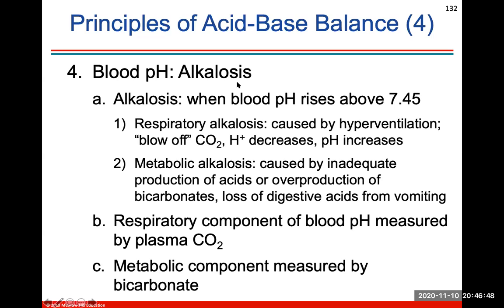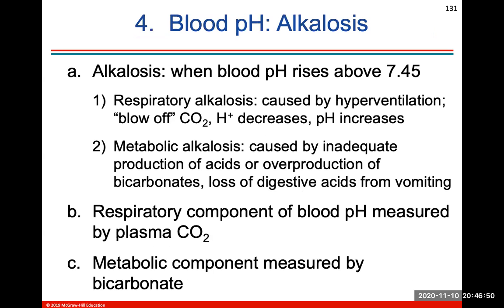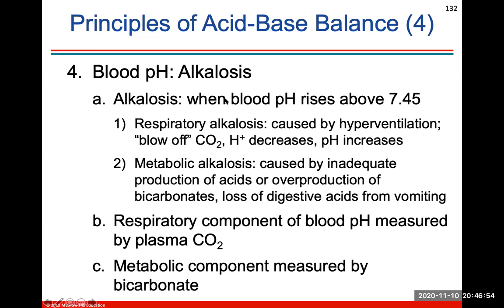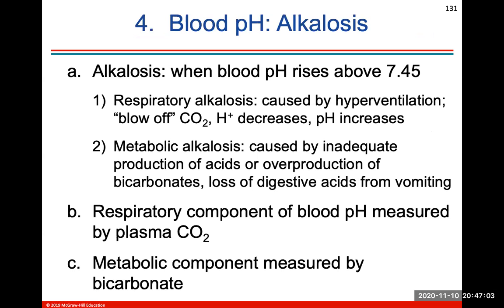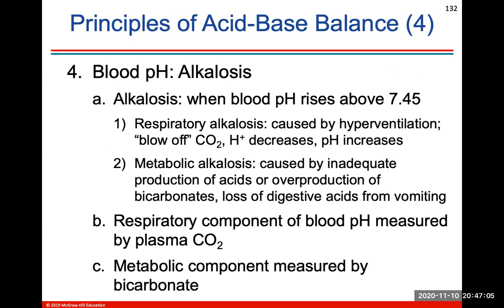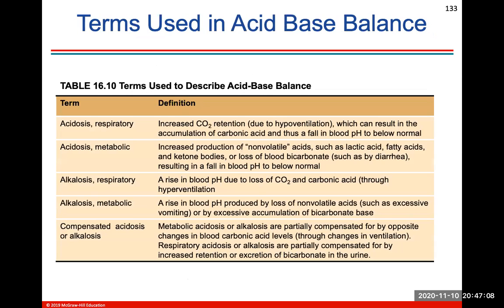Alkalosis, when blood pH rises above 7.45, a little more about respiratory and metabolic alkalosis. We just read through that. I feel like this is the same slide. Acidosis, alkalosis. Yeah, we just read the same slide. What I want you to know here are these 4 basic acid-base imbalances in the body, whether it's an acidosis or an alkalosis, and whether it's respiratory or metabolic for either one.